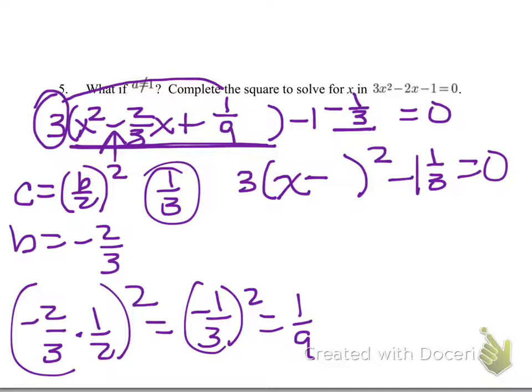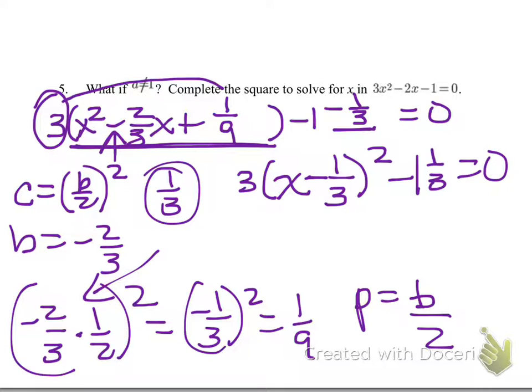So what's that p-value? Well, I don't know if you remember from what we did on the other side of the paper, but we said p is just b divided by 2, which didn't I do that back here? So p is just 1/3. Okay? So it's now factored. I've got to do some work to solve.